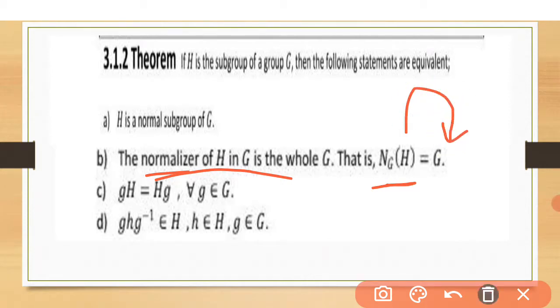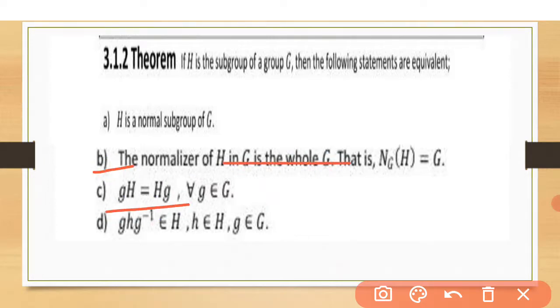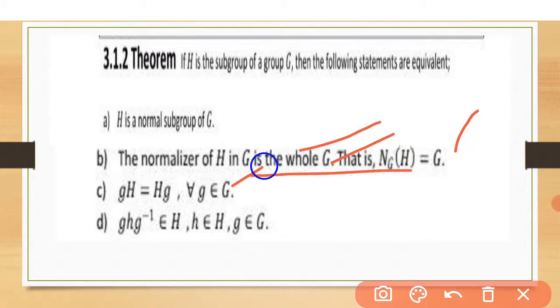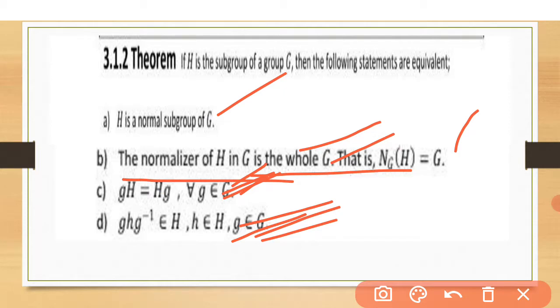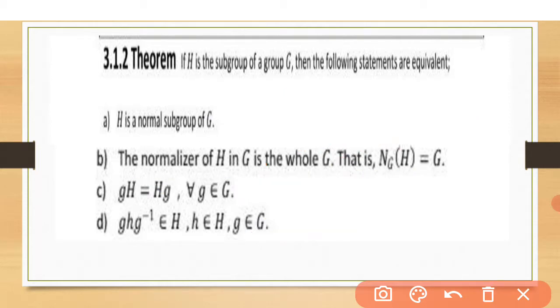From here we start and prove from B to C: gh = hg, where g belongs to G, and ghg inverse belongs to H, where h belongs to H and g belongs to G. These are the statements we have to prove. So we start from one statement and prove the next, and so on, and at the end we prove that H is normal in G. Let's start with the normalizer of H in G being the whole group G.